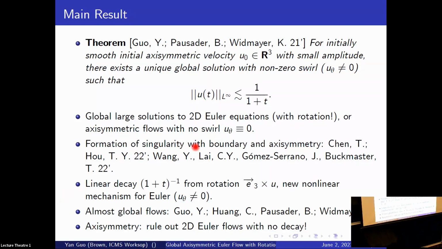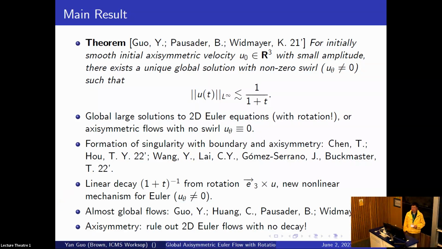Here I would like to say a little bit about the axisymmetry. The assumption of axisymmetry serves as a way to rule out the 2D Euler flow. It turns out the 2D Euler flows are also exact solutions to the problem with rotation. It's very easy to check. But for 2D Euler flow, we know in general they do not decay. So if there were a 2D Euler flow, then our result could not be true, because it's decaying. So the axisymmetry certainly is one way to rule out such a 2D Euler flow.